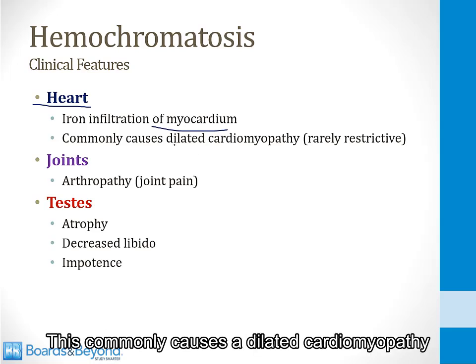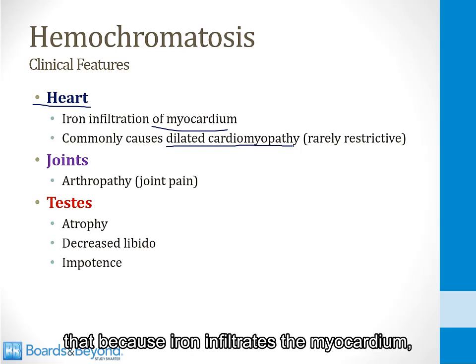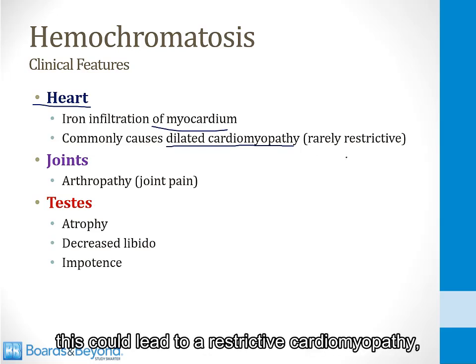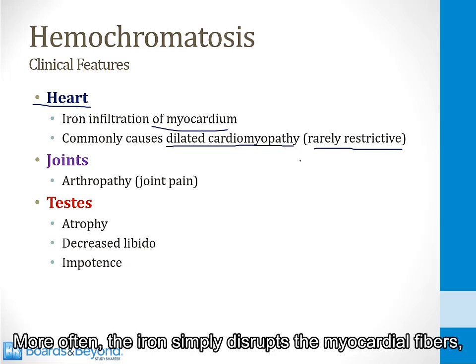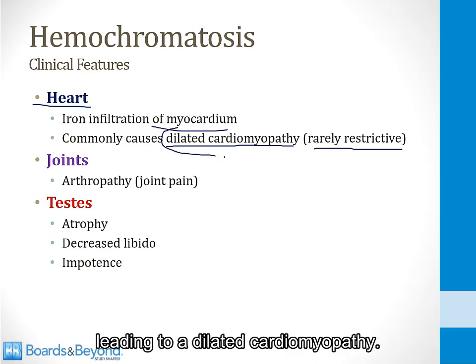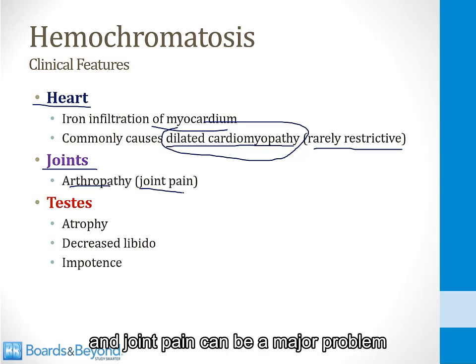This commonly causes a dilated cardiomyopathy where the left ventricular ejection fraction becomes low. You might think that because iron infiltrates the myocardium, this could lead to a restrictive cardiomyopathy, but that only rarely happens. More often, the iron simply disrupts the myocardial fibers, leading to a dilated cardiomyopathy. In the joints, iron deposition can cause arthropathy, and joint pain can be a major problem for patients with hemochromatosis.